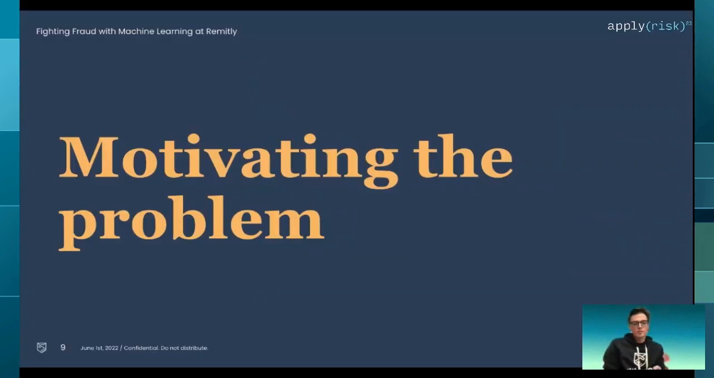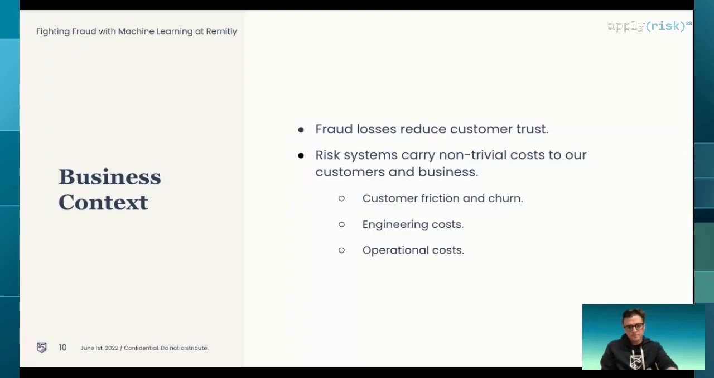Next, I want to motivate the problem from a business perspective a bit and talk about how that actually impacts our team design. So first, the business context. Fraudulent transactions lose customer trust. And also, risk systems carry a non-trivial cost to our customers and to the business through churn-inducing frictional customer experiences, engineering costs, and customer service costs.